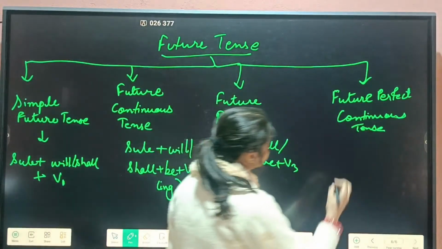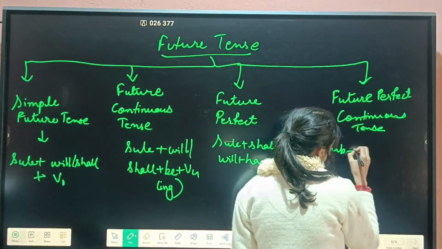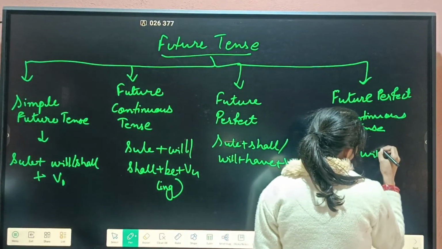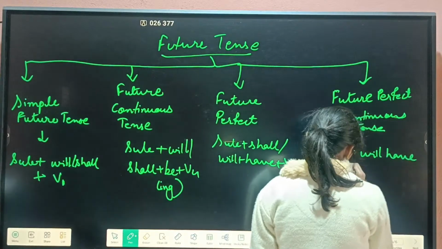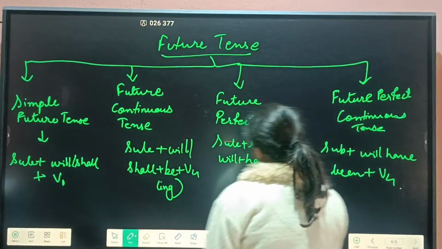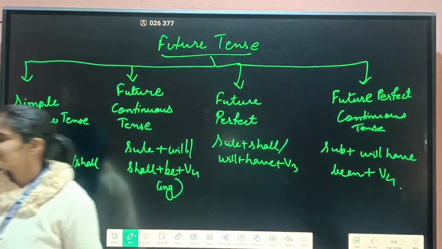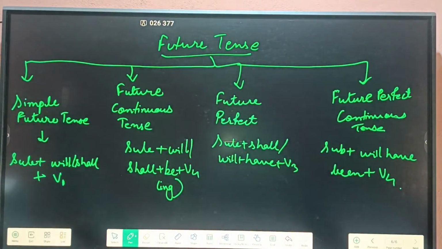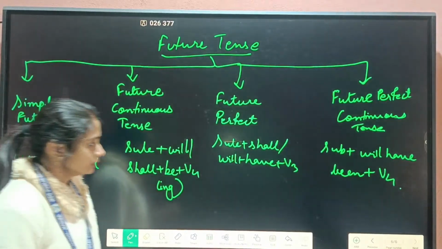And the last one: subject plus will have been plus verb fourth form. So these are the structures, or we can say the rules, of the future perfect continuous tense, or simply the future tense. So let's start one by one.